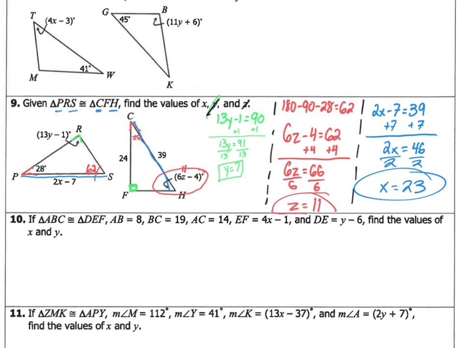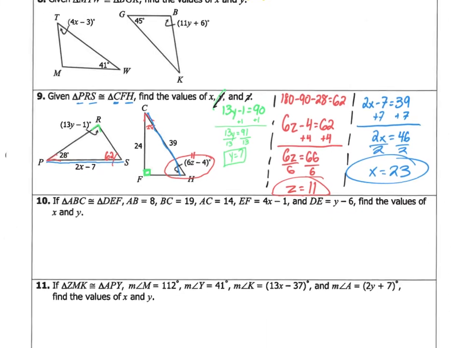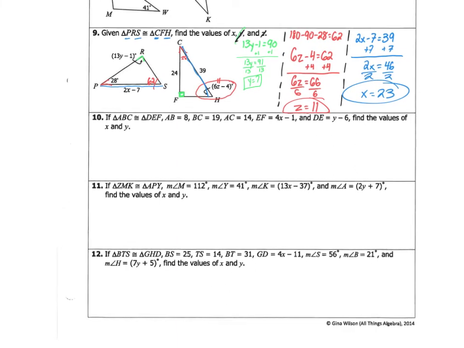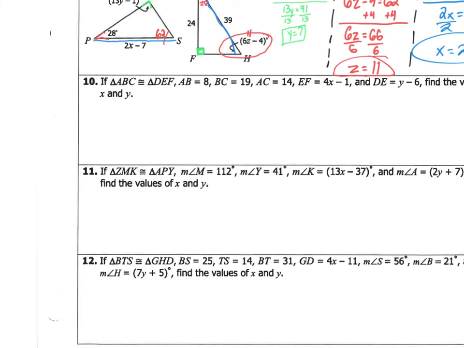So there is X, Y, and Z. Good choice on that one. So now I'm going to do one of these with you. Which one do you want to do? 11? Okay. So we're going to actually draw the triangles.